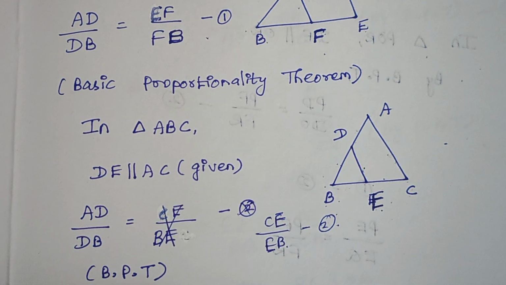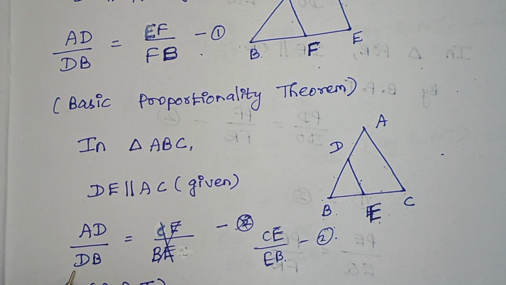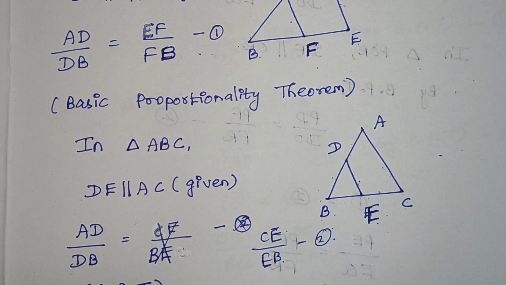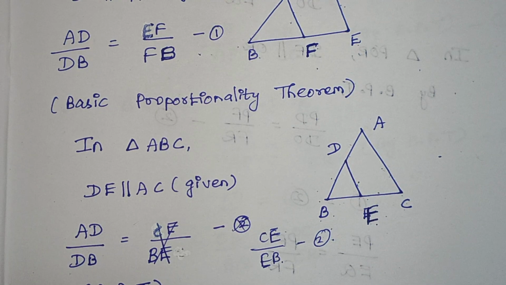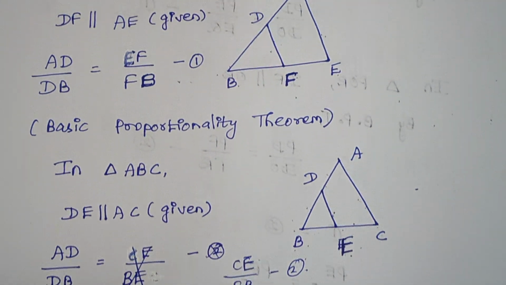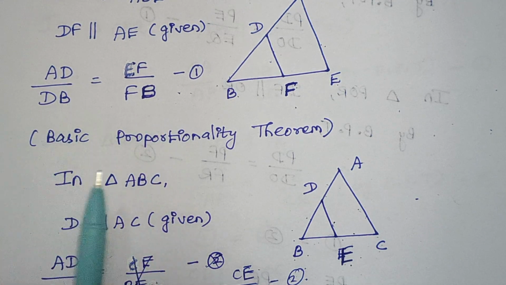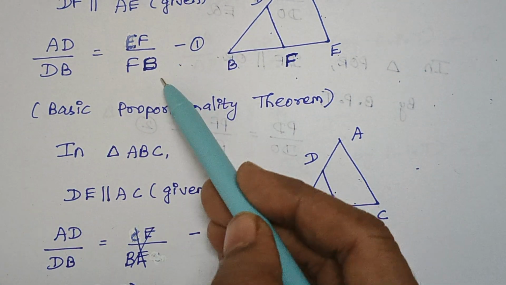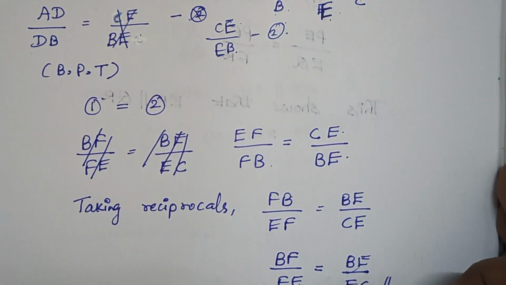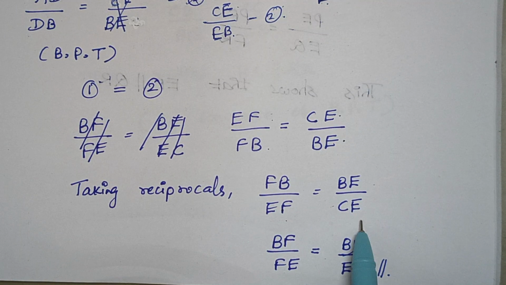So when you consider equations 1 and 2, you see here also AD by DB and here also AD by DB. Since the left hand side terms are equal, obviously the right hand side terms should also be equal, right? So when you equate, equation 1 is equal to equation 2. We can ignore the left hand side because the left hand side term is same. So EF by FB is equal to CE by EB. When you take reciprocal, here comes FB by EF equal to BE by CE.